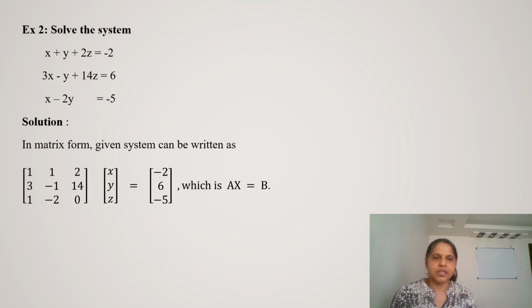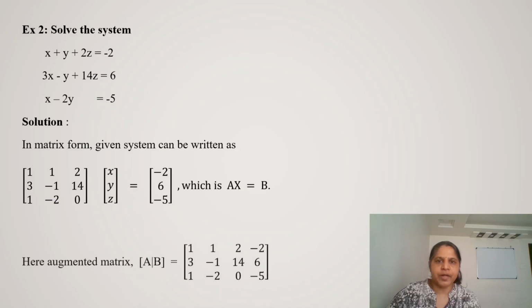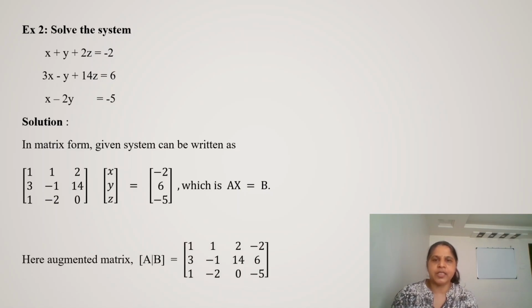Let us solve another system of equations: x plus y plus 2z equal to minus 2, 3x minus y plus 14z equal to 6, x minus 2y equal to minus 5. Again write this system in matrix form as Ax equal to b, where A is this coefficient matrix, x is this matrix of unknowns, and b is the matrix of the values on the right hand side. We shall first of all write down the augmented matrix. The augmented matrix is this matrix A with column B.